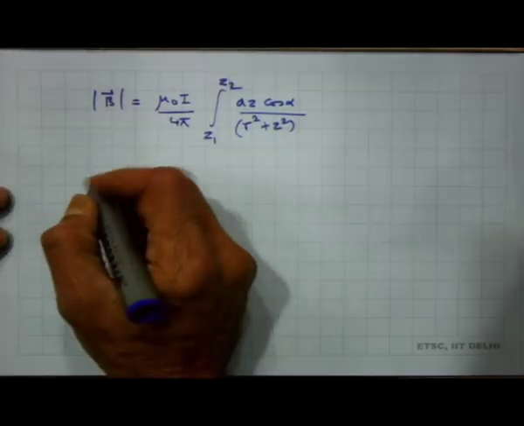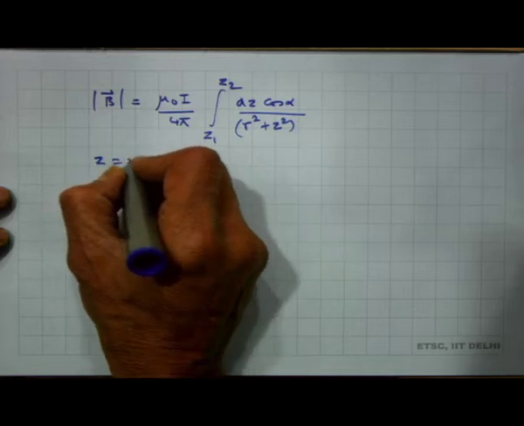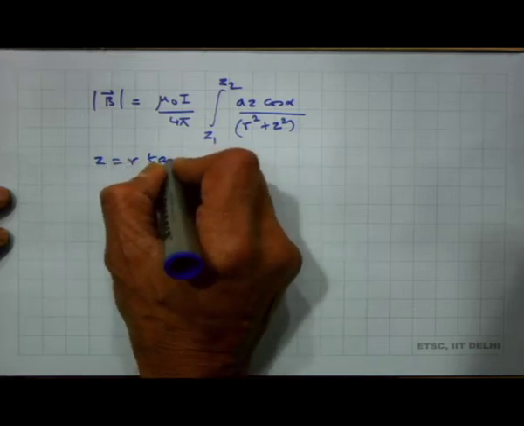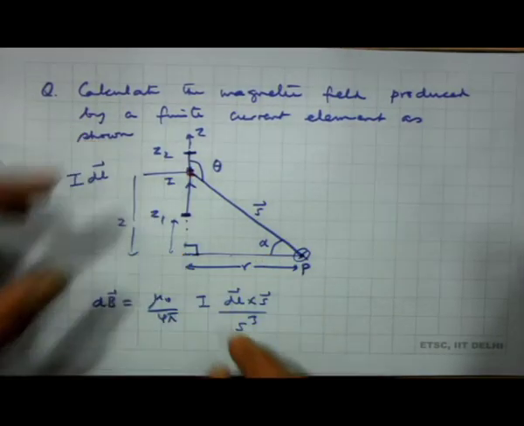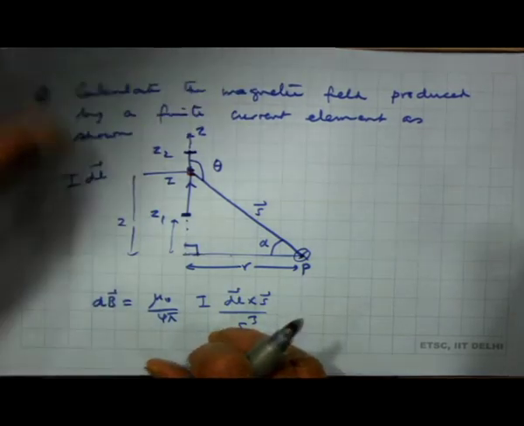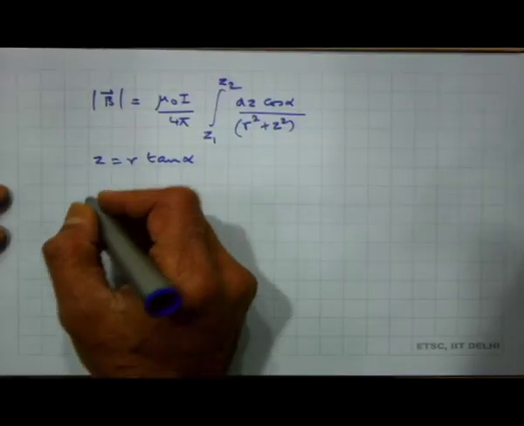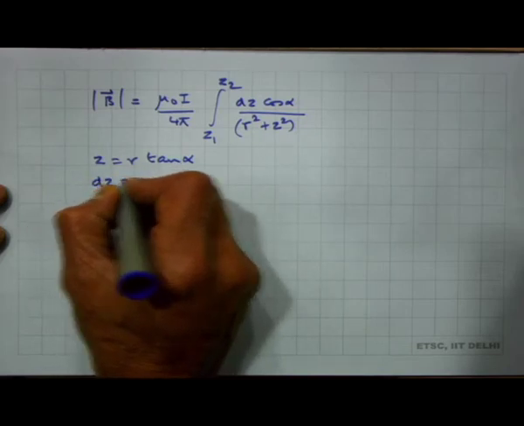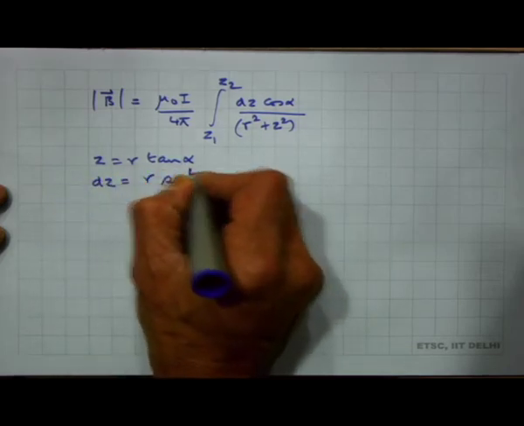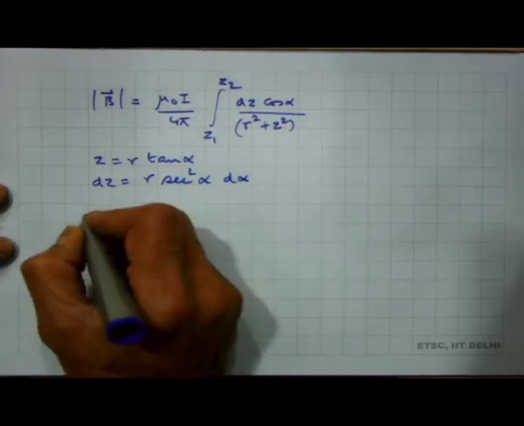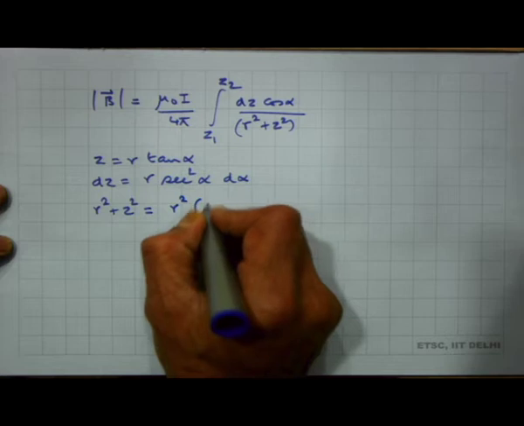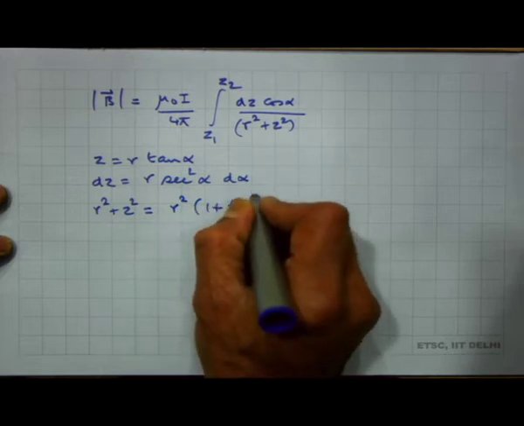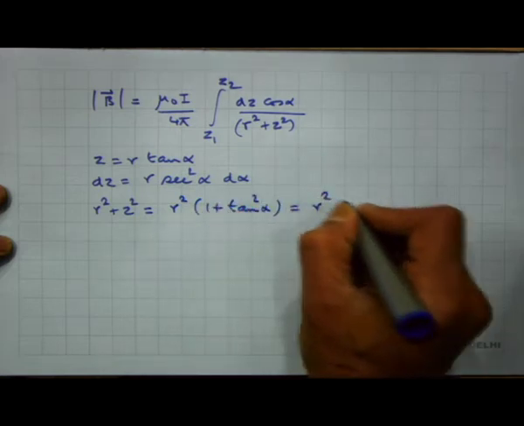Now, I can use a small change of variables. So, if I write Z is equal to r tan alpha, you can see here Z is this distance, r is this distance, alpha is this angle. So, Z by r is tan alpha. So, Z is equal to r tan alpha. So, dz will be equal to r secant square alpha d alpha, and r square plus z square is nothing but r square into 1 plus tan square alpha, which is equal to r square secant square alpha.